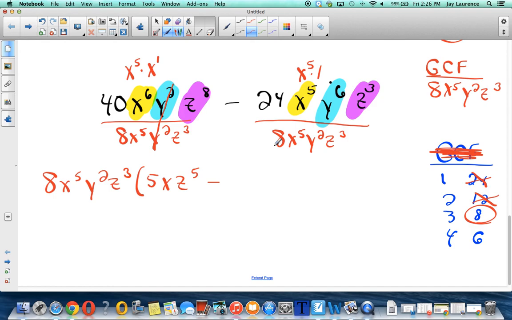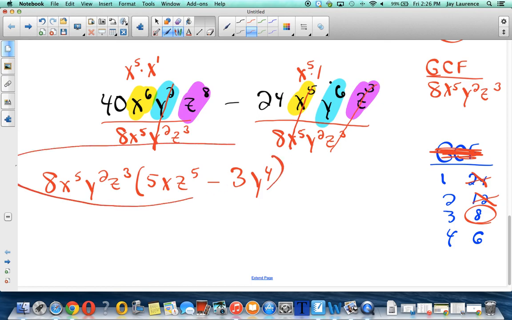Over here, 24 divided by 8 is going to be 3. X to the 5th cancel. Y to the 6th divided by y squared is going to be a y to the 4th. And the z cubes cancel. And there you go. All right.